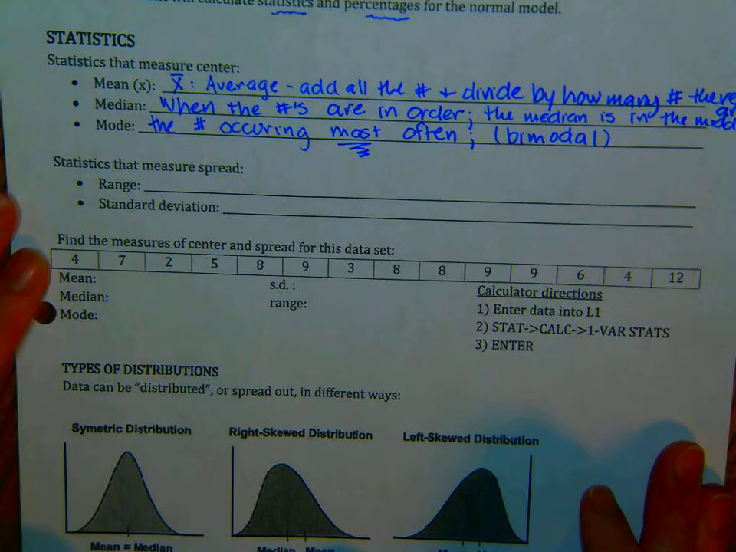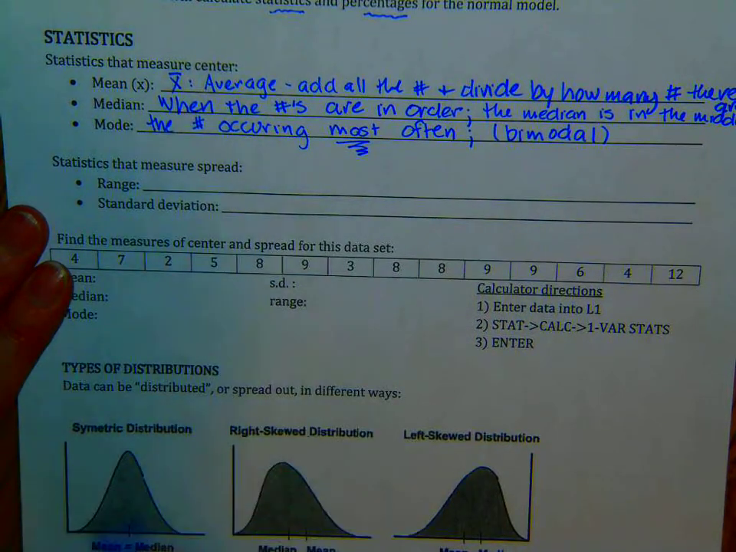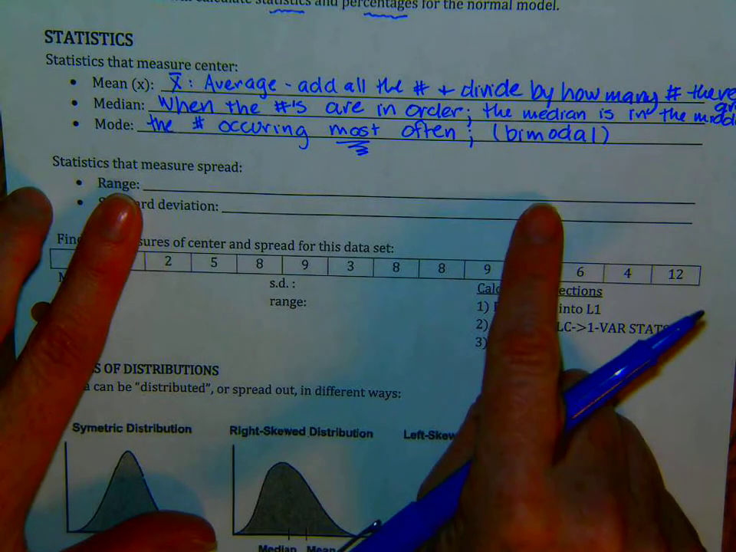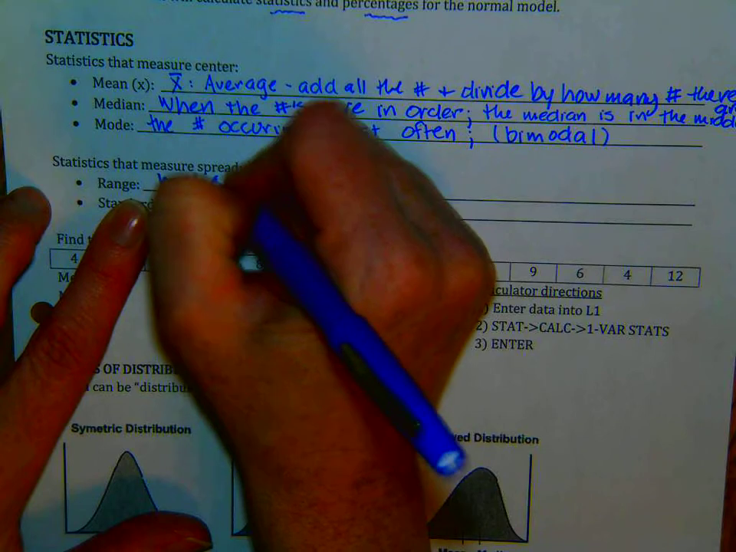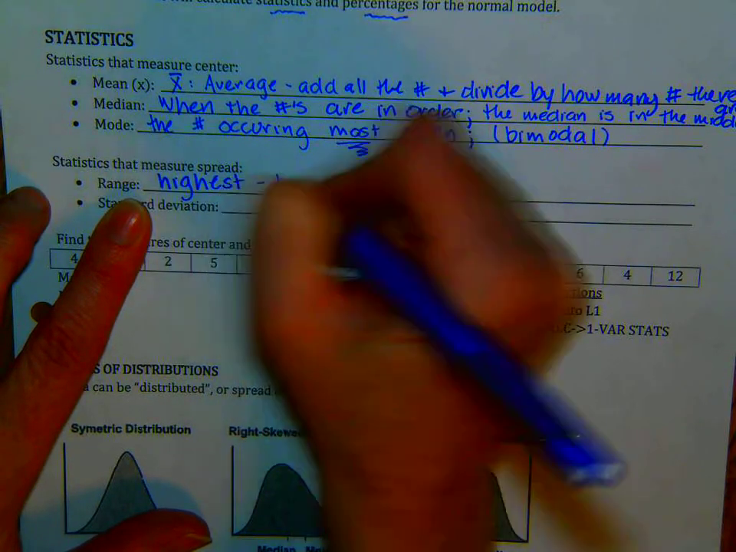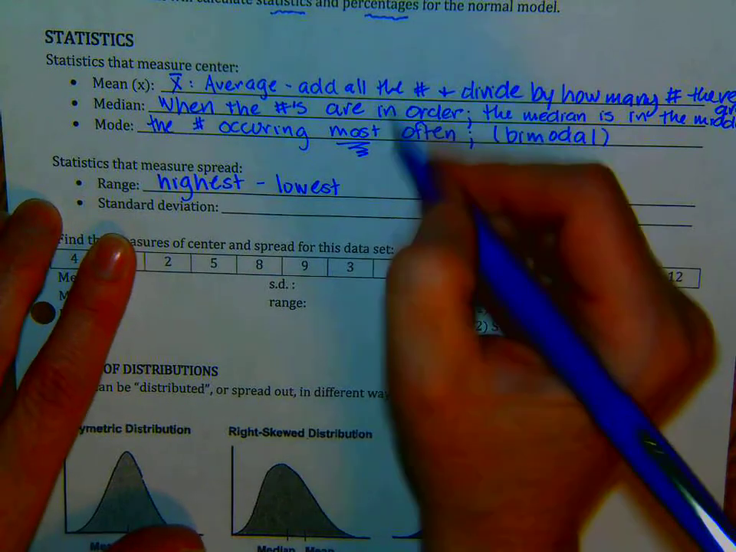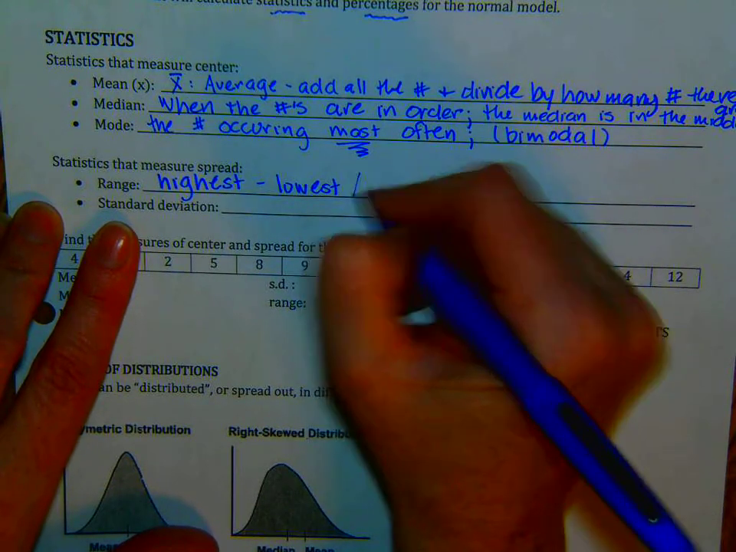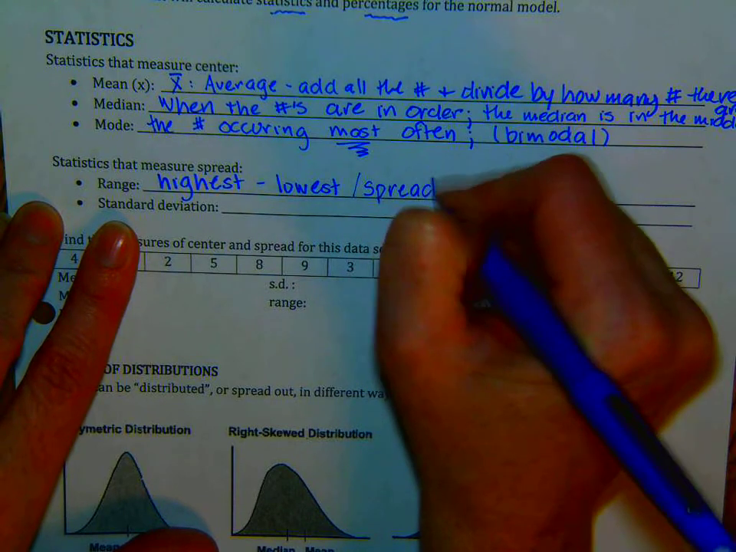All right, what about range? What does range mean? Range means the range of the numbers is the highest to the lowest. So it gives us the range of the numbers. Remember socks, the spread? We can also use the word spread. That's how we used it when we were talking about socks recently.